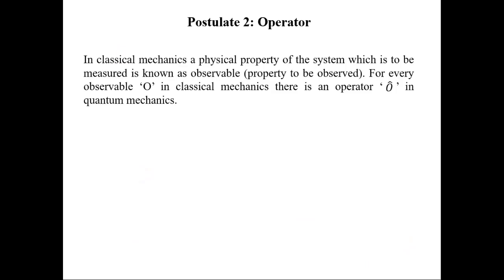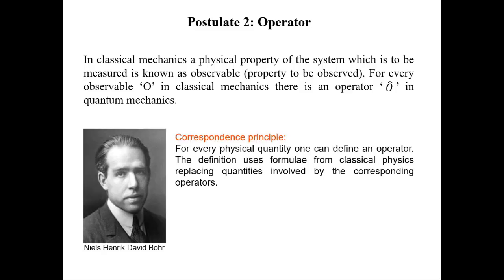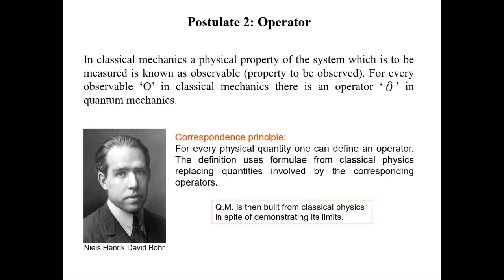Once a wave function is in place containing all the information about the system, the question is how to extract that information. The tool which does it is called an operator. The observable O in classical mechanics is replaced by an operator O cap in quantum mechanics. According to the correspondence principle, for every physical quantity one can define an operator, and the definition takes help from the formula in classical physics. So quantum mechanics is built from classical physics in spite of altering its limits.